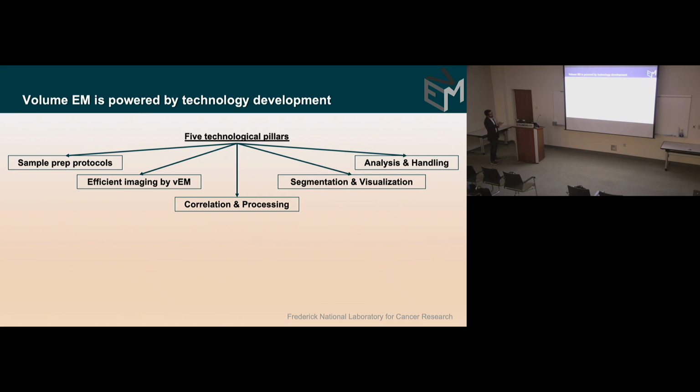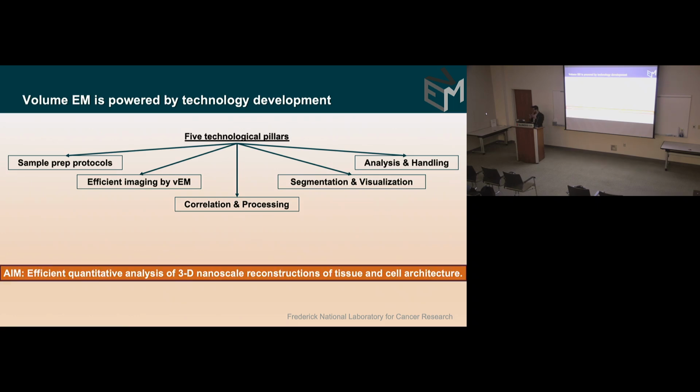Better sample prep protocols with fewer artifacts, efficient imaging by volume electron microscopy, because you need to get your data and graduate or get your grant, correlating and processing these data that come out of the microscope, segmenting and visualizing your features of interest, and finally, once you get all that data together, being able to analyze the data, but also handle the large amounts of data that are going to be coming out of the microscope.